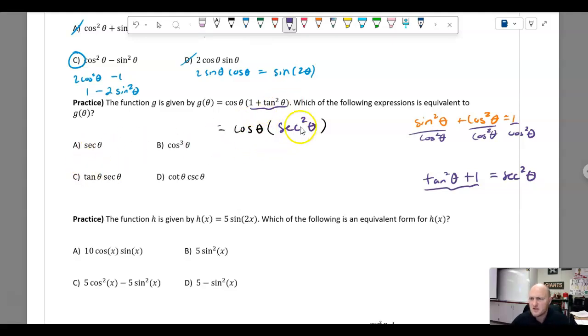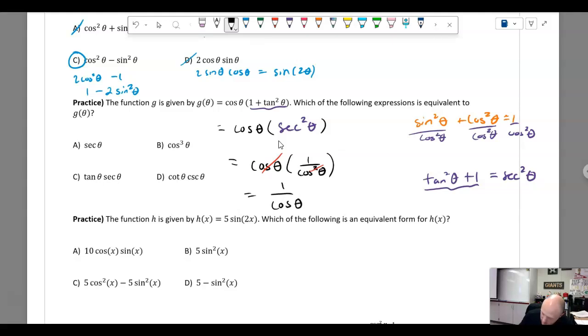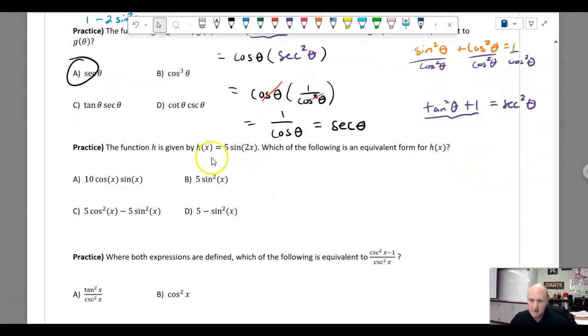So none of these, I mean, we're kind of close, but let's put everything in terms of sine and cosine to go ahead and see how this works out. So we get cosine theta times, this is 1 over cosine squared theta. And it looks like one of these is going to go ahead and cancel out. So we get 1 over cosine theta, which we know is secant theta. So answer A. Did you get it? Awesome. Hopefully you did.